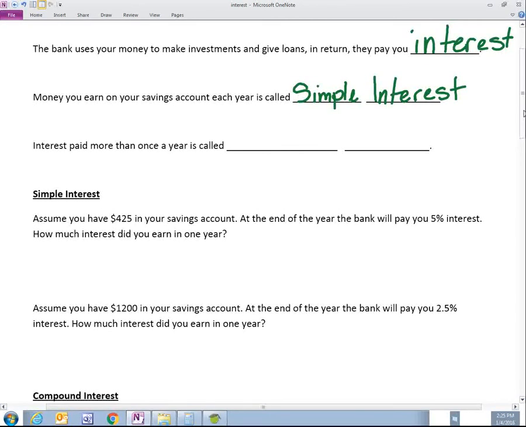Now that interest is different than when you see someone that you're attracted to. Okay? Okay, a couple of you got it.